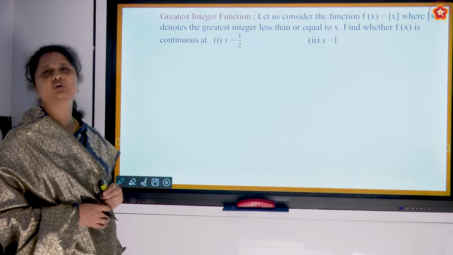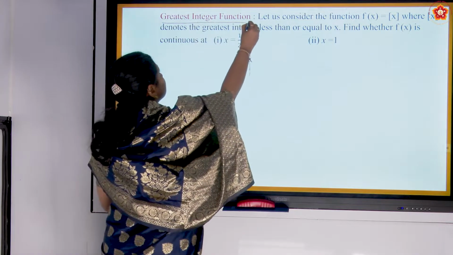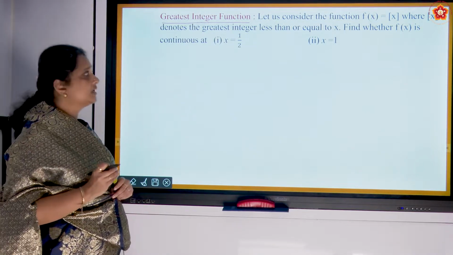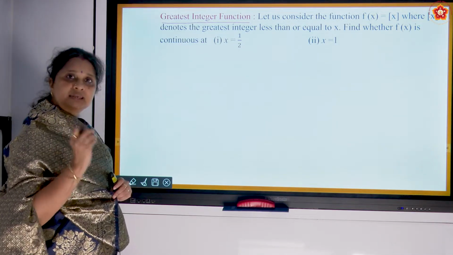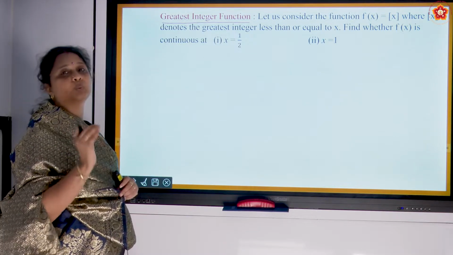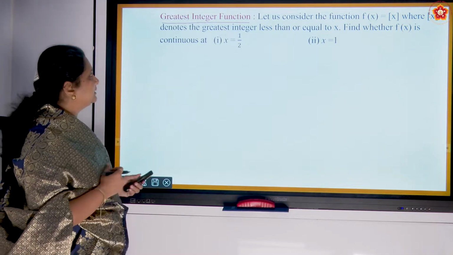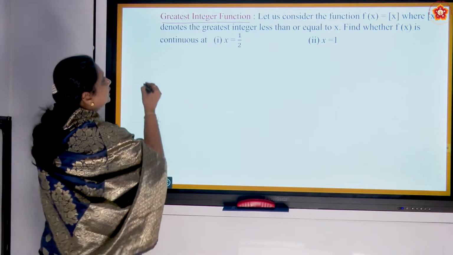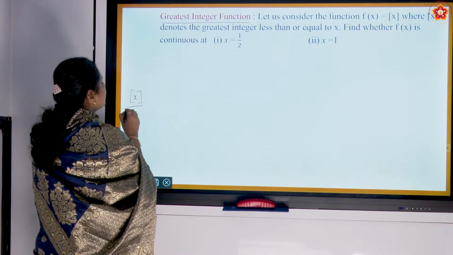In this class, we are going to learn about a very, very important special function called the greatest integer function. As the name suggests, the greatest integer function takes up the value of the greatest possible integer that the variable takes in that particular interval. To explain better, let us consider the function f of x is equal to the greatest integer function of x. This is how we denote it.